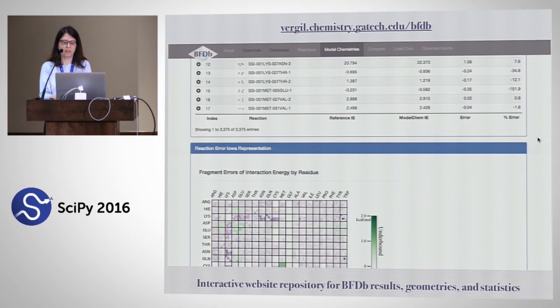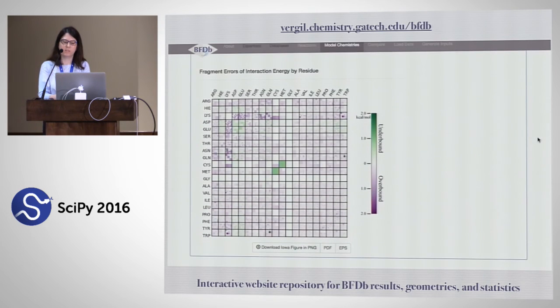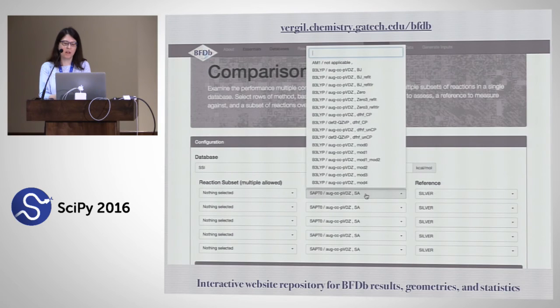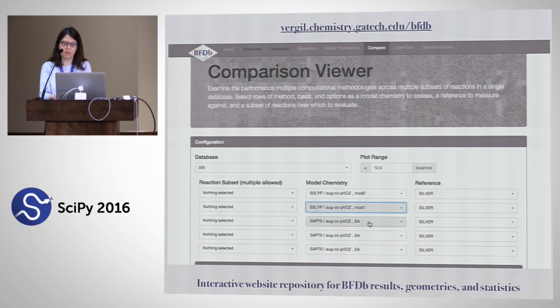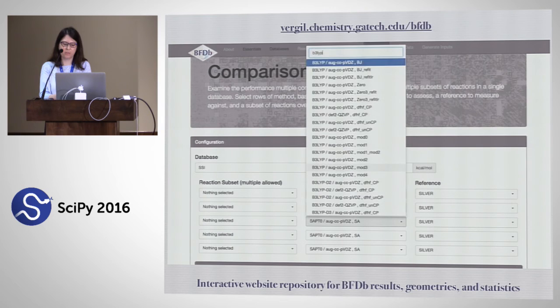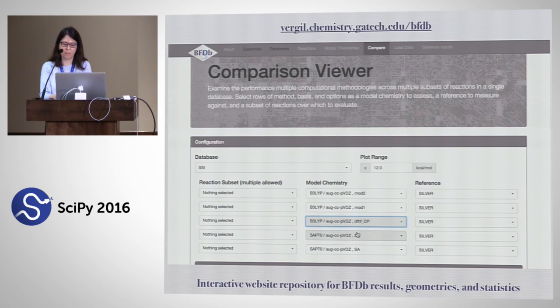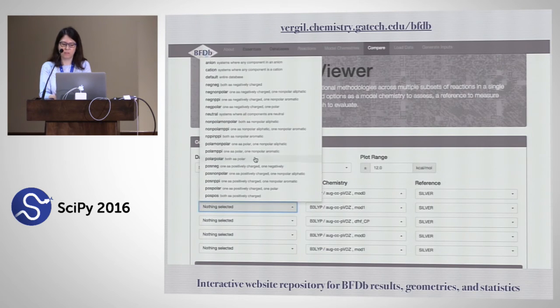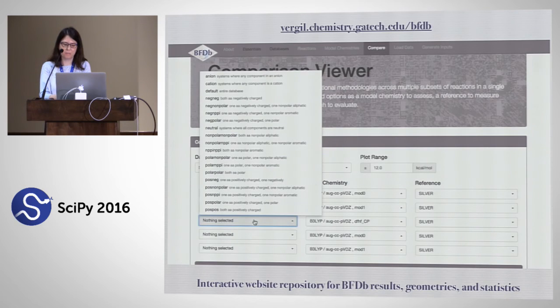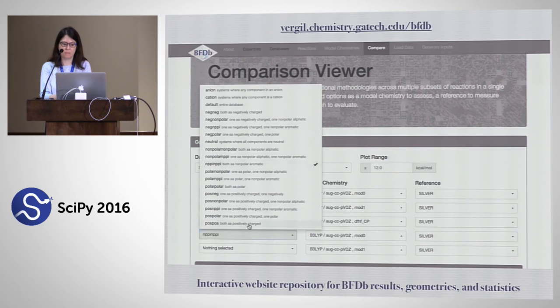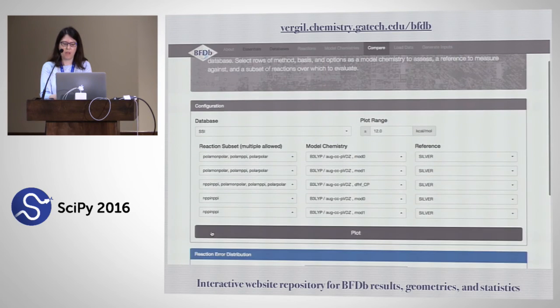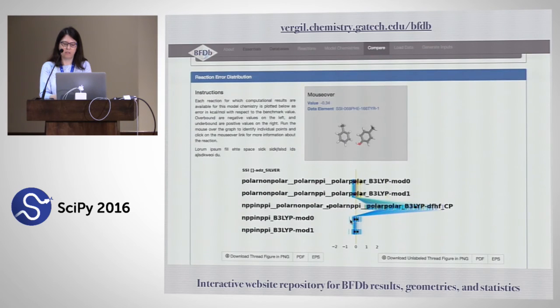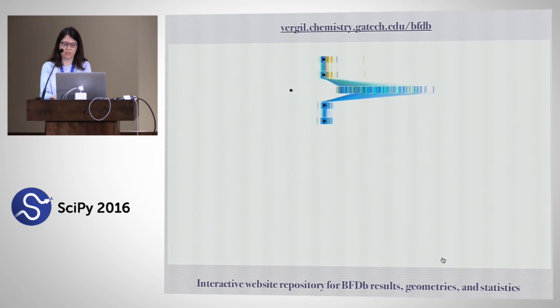And then finally, there is one more page for when you want to do very flexible comparisons for different model chemistries. You can load up a number of choices of model chemistry and options, and then look at those for different subsets of chemical reactions. And then you have a fully interactive plot, which is again available for download.